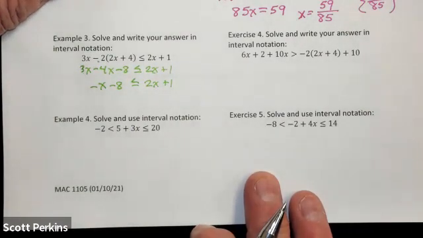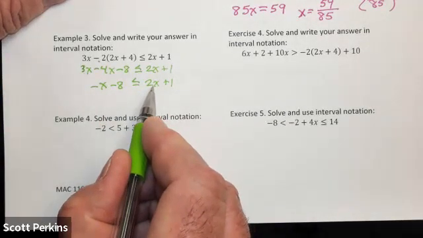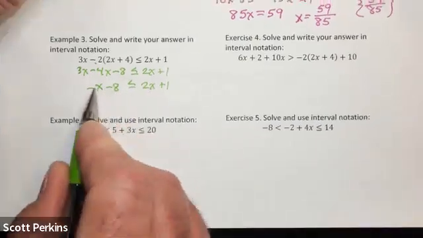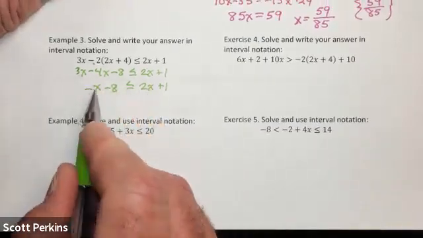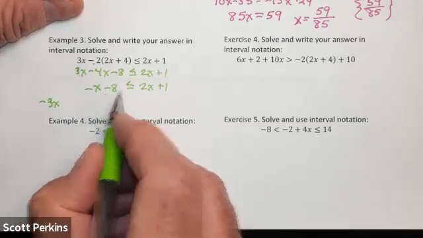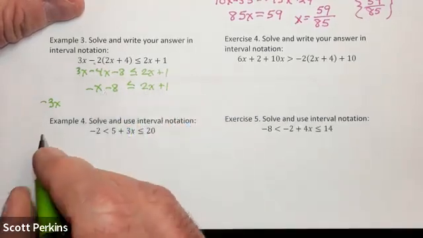So again, just like my equations, I'm going to put my x's on the left, my numbers on the right. So I'm going to put the x's on the left by subtracting this 2x. When I subtract 2x, how many x's do I now have on the left? What's my coefficient? Negative 3x. I'm going to add the 8. When I add the 8, what is my number that's going to be on the right side? 9.